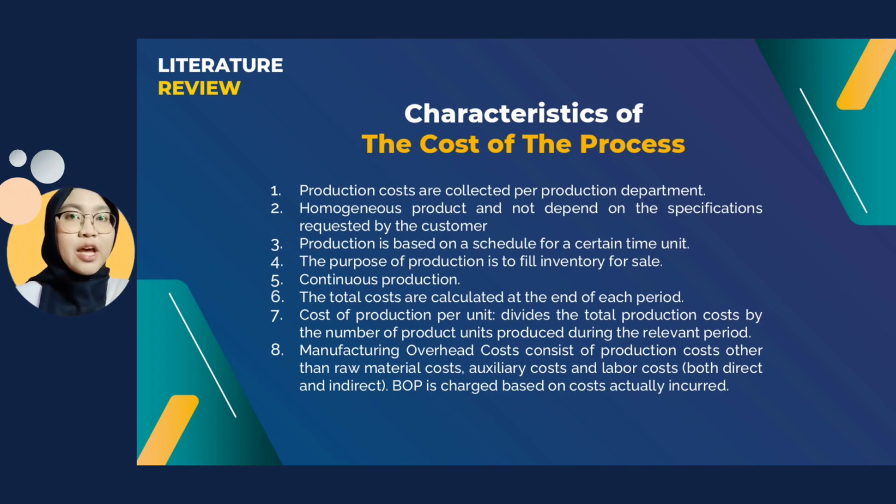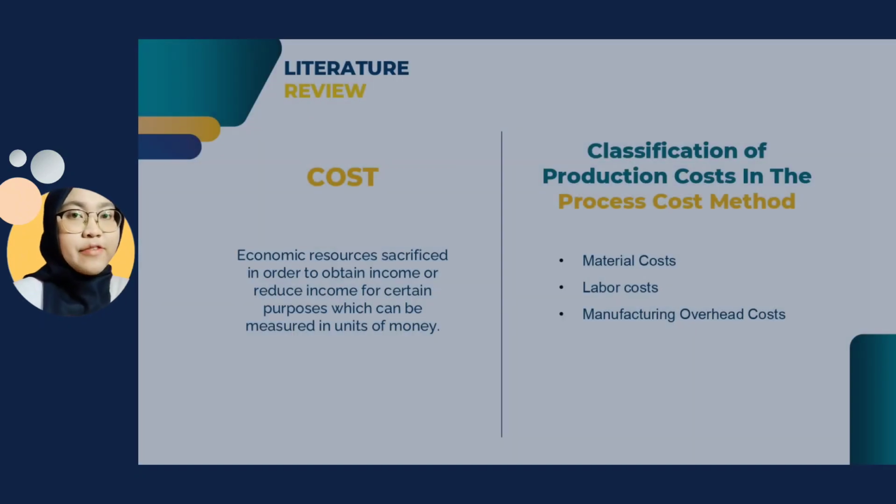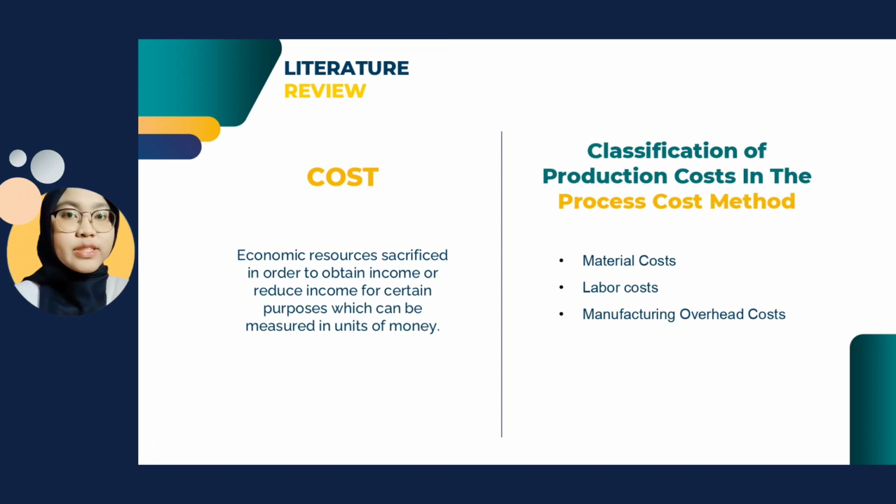And the last, factory overhead costs consist of production costs other than raw material costs, auxiliary costs, and labor costs, both direct and indirect. Factory overhead costs are charged based on actual costs incurred. The definition of cost is economic resources sacrificed in order to obtain income or reduce income for certain purposes, which can be measured in units of money.